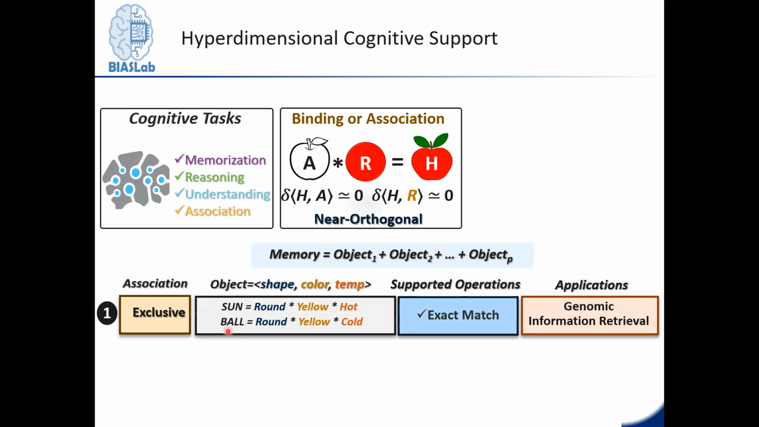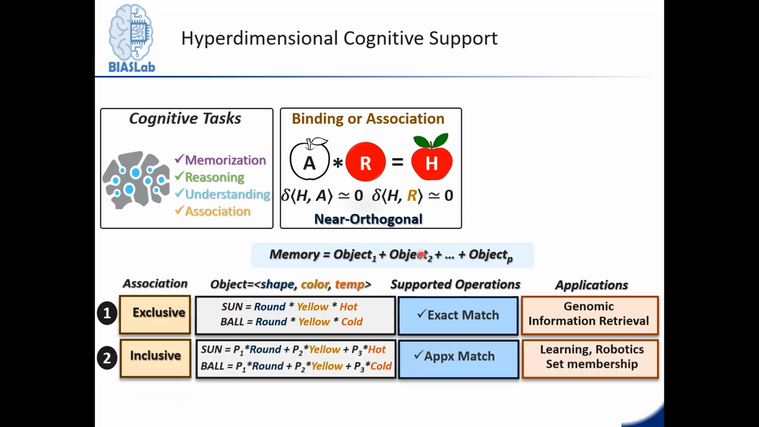Like I have sun and I have ball, which have features of shape, color, and temperature. You can see even sun and ball have similarity. Two features are the same, just one feature is different. But with this encoding, the sun and ball would be nearly orthogonal, meaning that they will decrease my capacity of learning in a memory here. So this is really good for exact match, but it is not good if you want to perform approximate match, because we cannot preserve similarity of the sun and ball in a memory here.